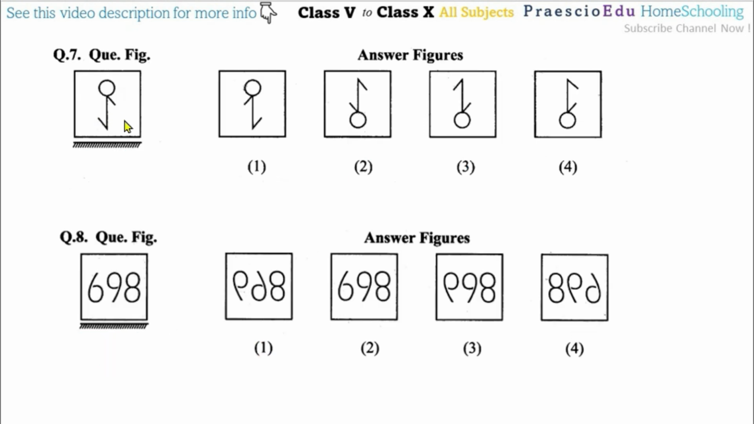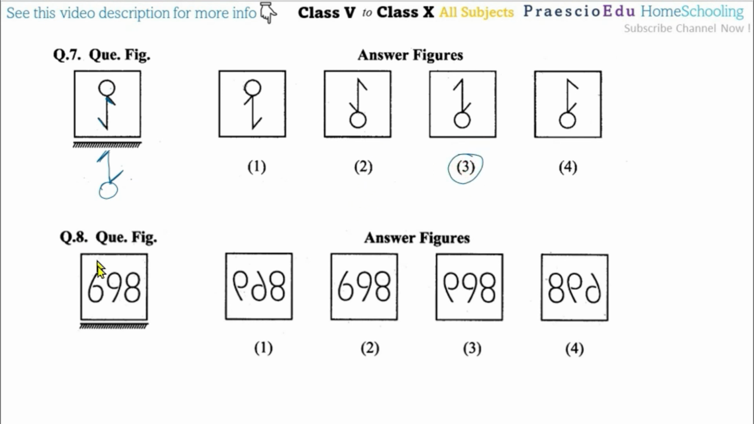Now question number 7. Here the figure is there, and we have to find out the water reflection. So this vertical will be the same as it is, and this circle will be toward the downside. Now this line is somewhat inclined to the left side, so it will be maintained like this, and this line is to the right side but in a downward direction. But here, from the down to the upward side, it will reflect. Okay, and this figure is given in option number 3.